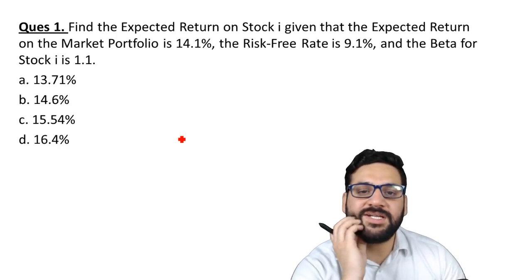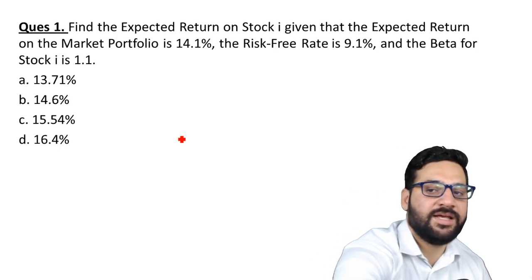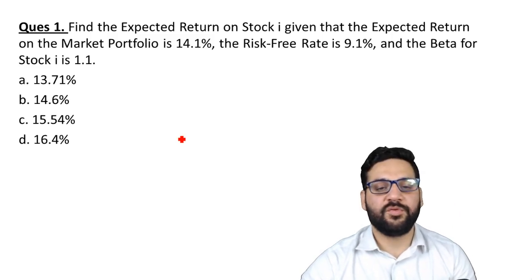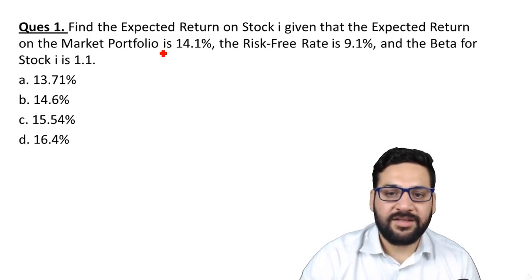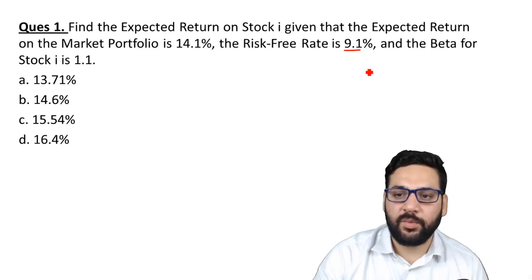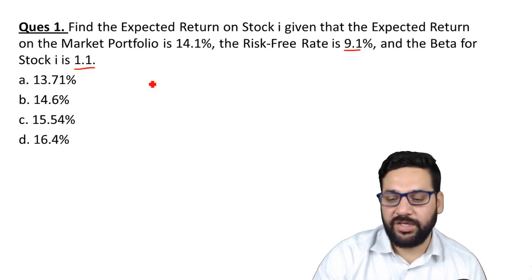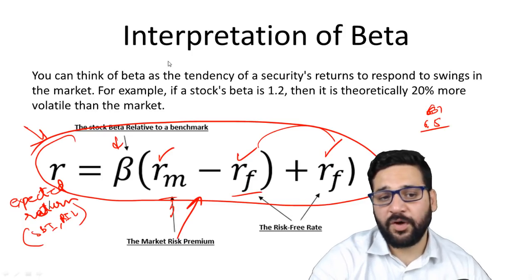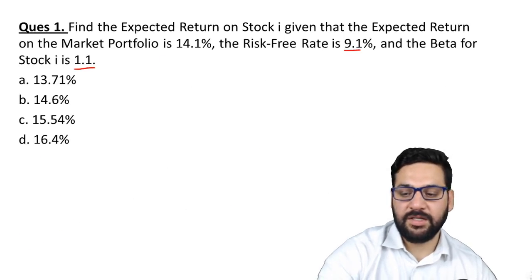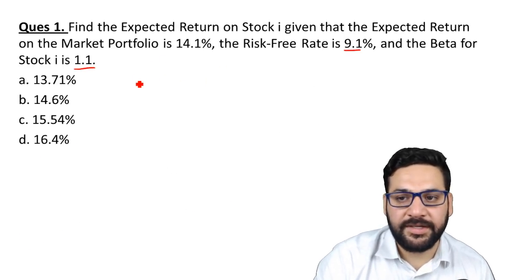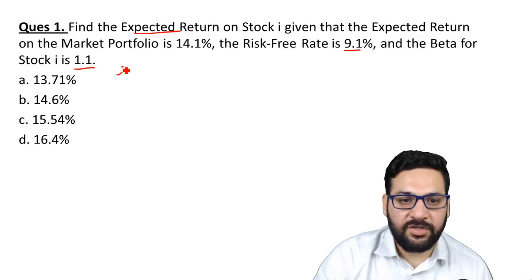So find the expected return on a stock I, given the expected return on the market portfolio is 14.1, the risk premium is 9.1, and the beta of the stock is 1.1. Use this formula here. This is the formula, right? So we need to find the expected return, we need to find the R.